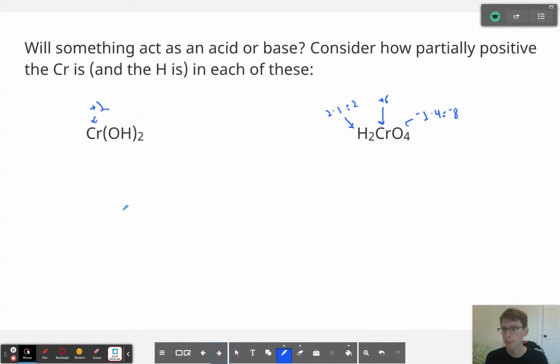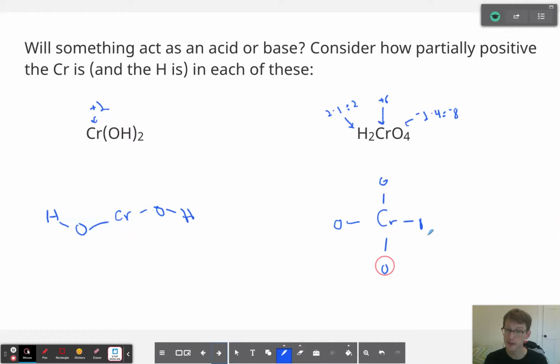That makes a big difference here. Because if I've got a chromium bonded to an oxygen, bonded to a hydrogen, and this chromium is only +2, then this chromium isn't going to be pulling the electrons towards it as much in this case. And so that oxygen is able to be a little bit more partially negative. Essentially, this bond between the Cr and the O is not very strong, and it can break, and we can get hydroxide ions to come off because this is a weak bond. But if we look over here, we have chromium bonded to 4 oxygens.